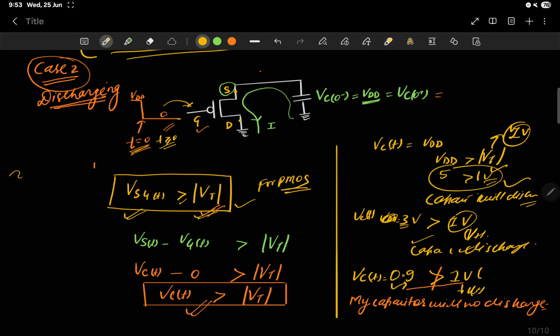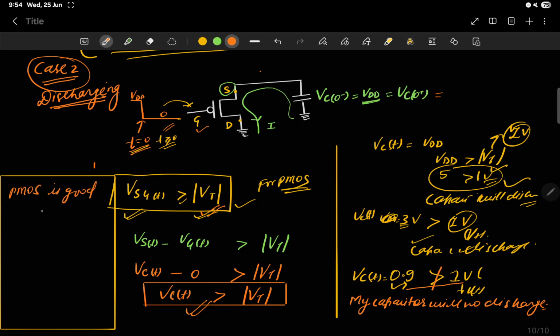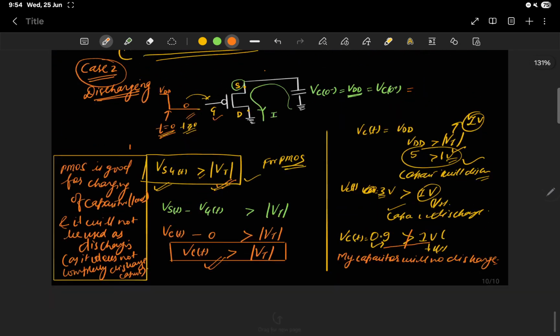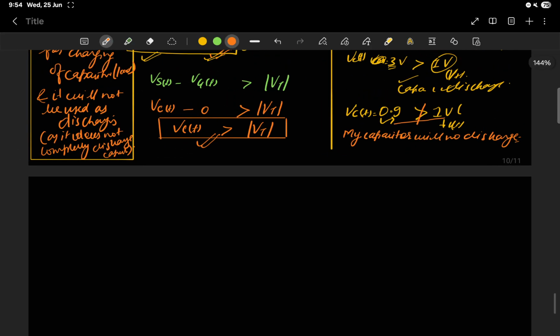So if I want to write my conclusion, then I can easily write that PMOS is good for charging of the capacitor, in brackets I write the load capacitor, and it will not be used for discharging, as it does not completely discharge the capacitor.